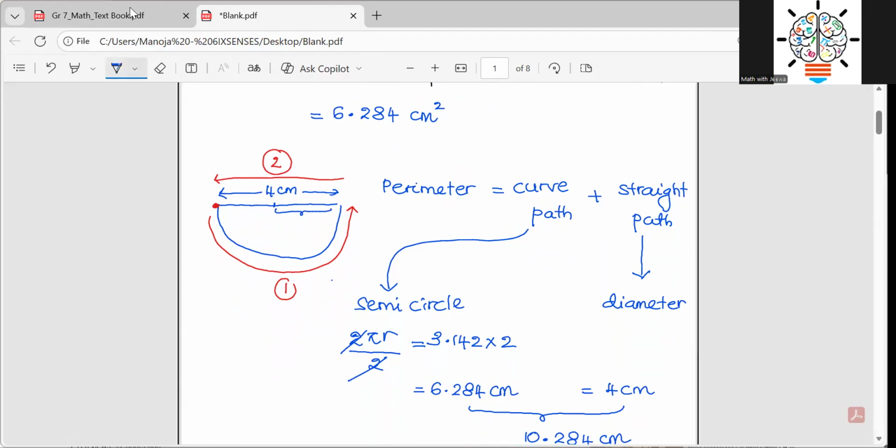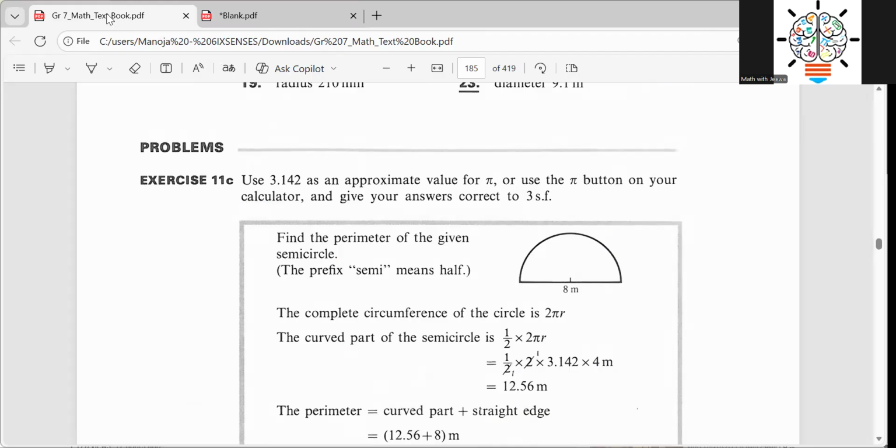R should be half of that. That means 2 centimeters. And how do you get the straight path? Straight path equal to diameter. So then that is 4 centimeters. When you add them together, that gives me 10.284. Now I am moving to the next question.